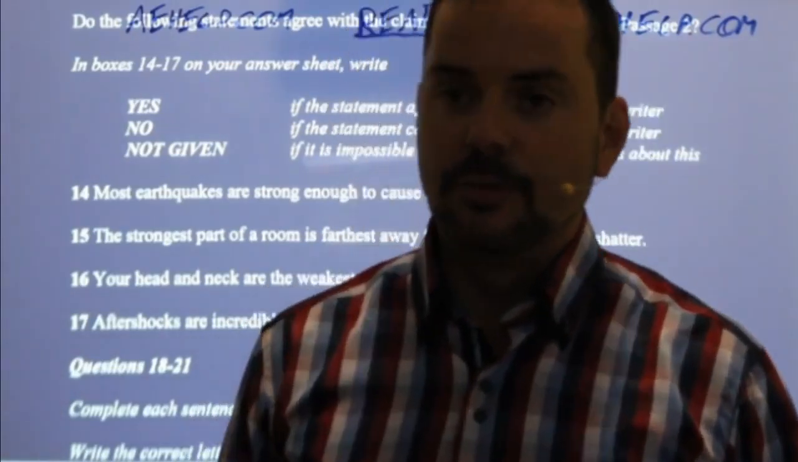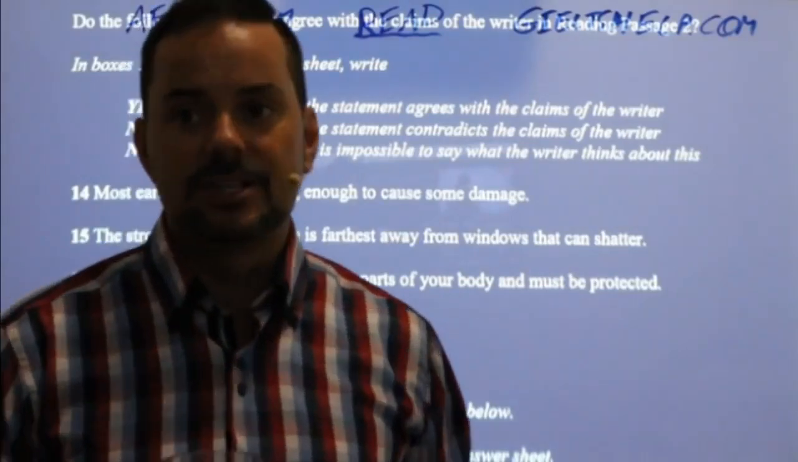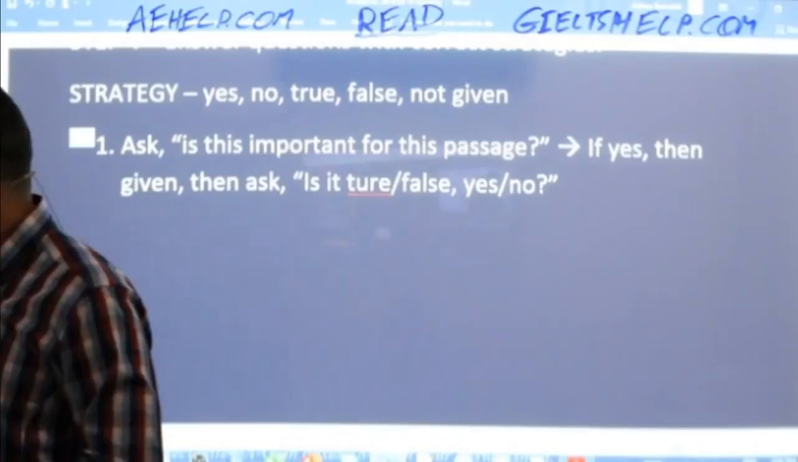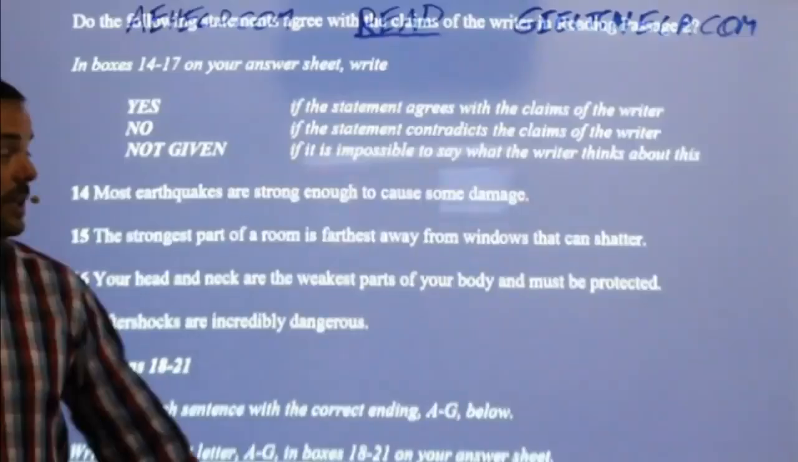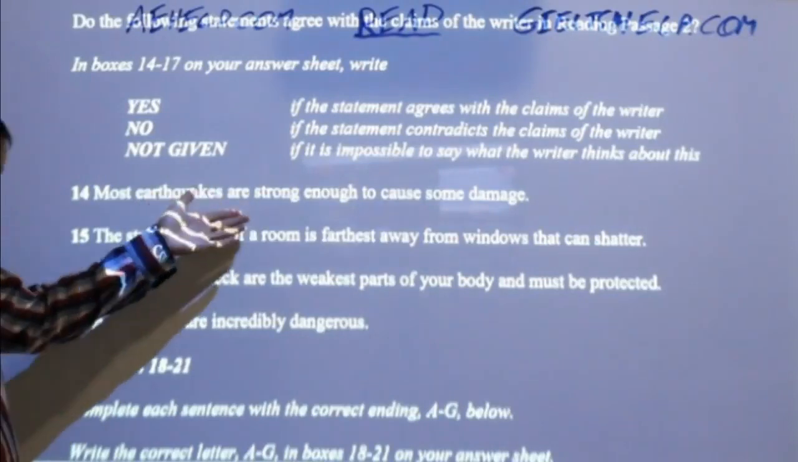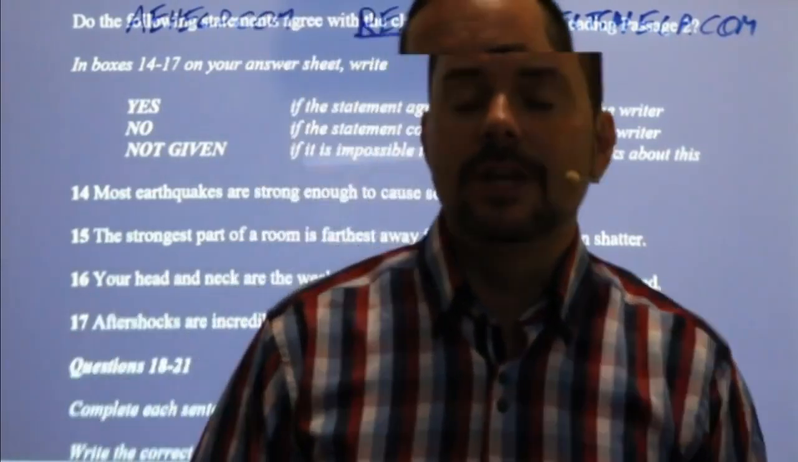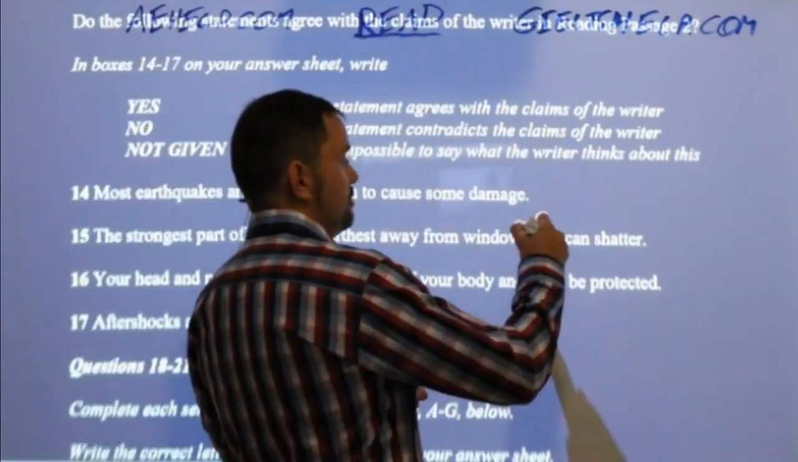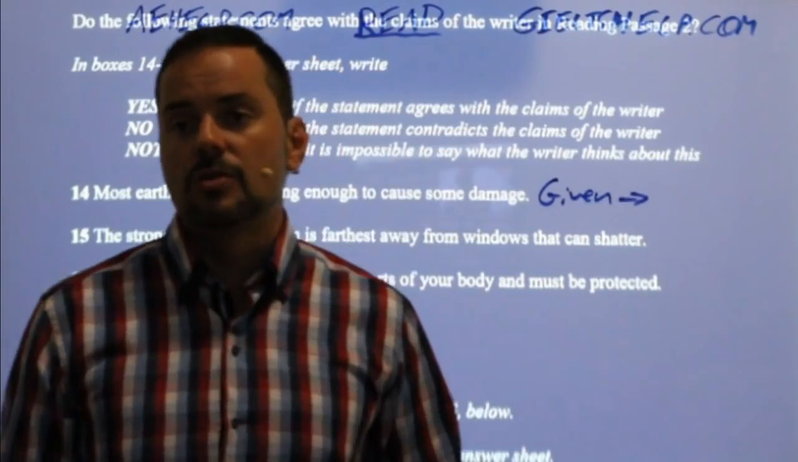Yes, Danish, that's absolutely right. So reading without understanding any part of the passage, that's a problem. So Dev says, yeah, that's definitely important. So very good, Dev. So Dev says that, yeah, this one here, it's important. So therefore we know that it's given. Okay, you're right, Dev. Absolutely, it's important to know whether or not most earthquakes are strong enough to cause some damage. Is it true? Yes, Danish Joanne, you're right. So is it true that most earthquakes are strong enough? So we know that this is given because it's important. So now, is it true or not that most earthquakes are strong enough to cause some damage?